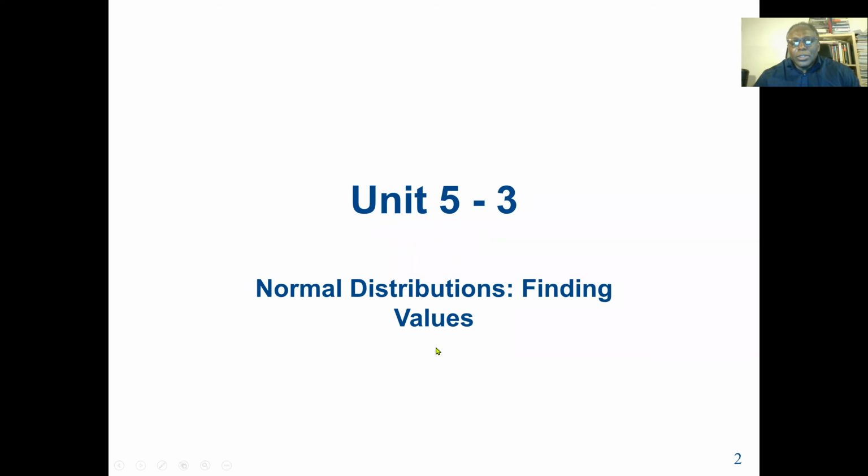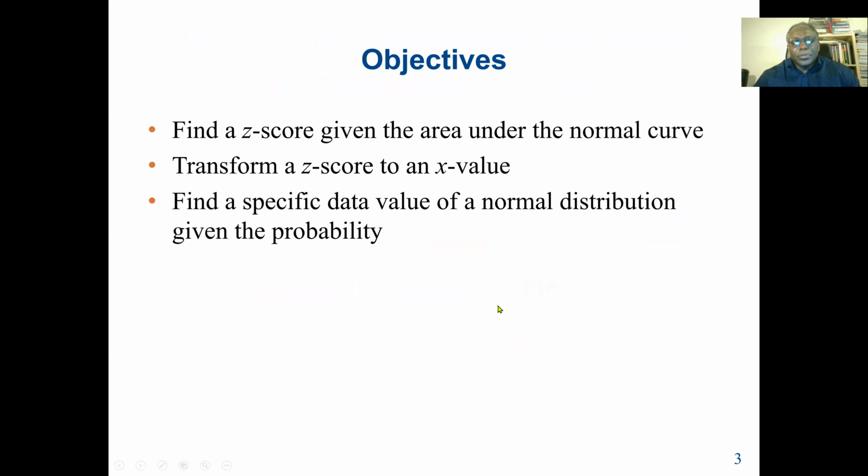So again, this section is on normal probabilities, finding values. Our main objective is to find a Z-score given the area under the normal curve, and also how to transform a Z-score to an X value.